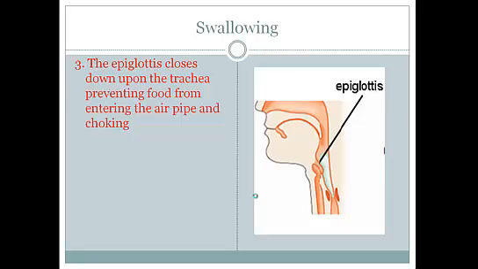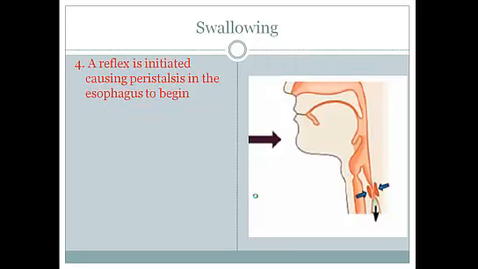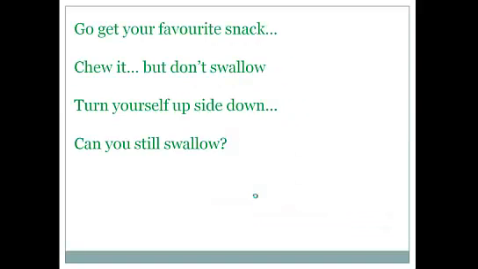The epiglottis closes down over the trachea, which is a very important step, as if we didn't cover it, we would have food going into our air pipe, and we would not want that to happen. Choking would happen. And then finally, a reflex is initiated for peristalsis to happen in the esophagus. So this is a process of pushing the ball of food down your throat.